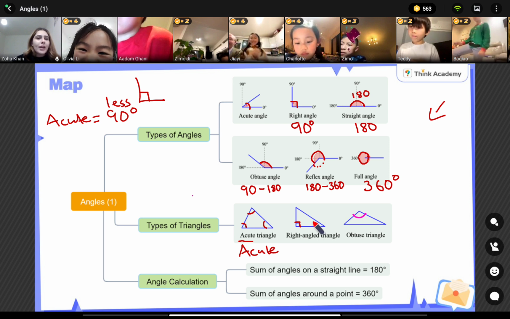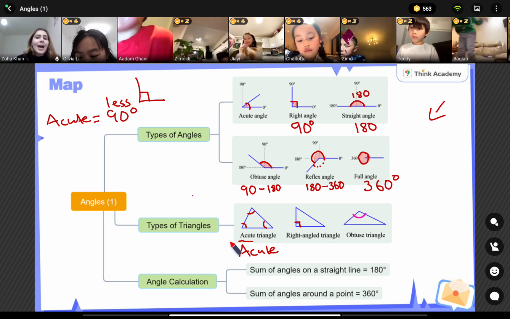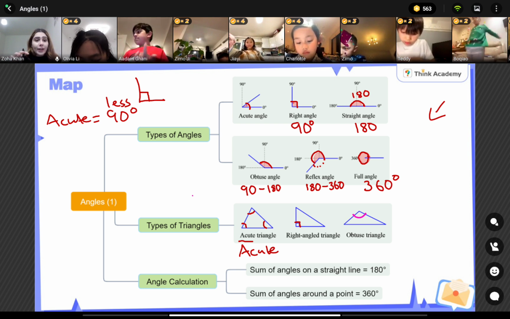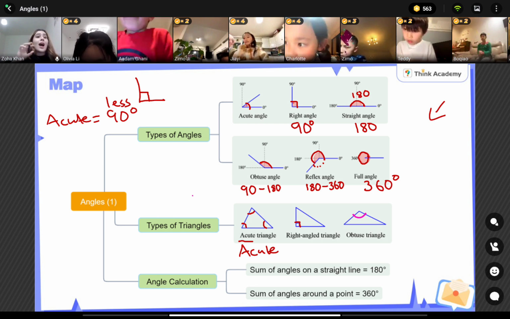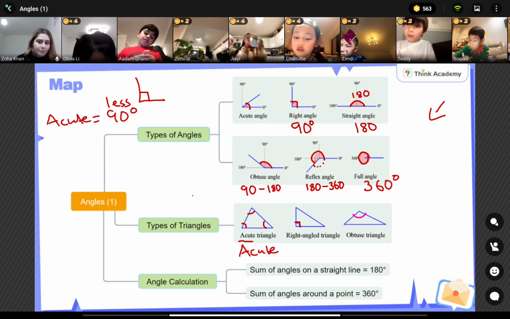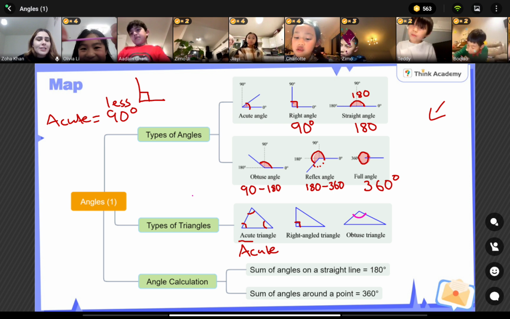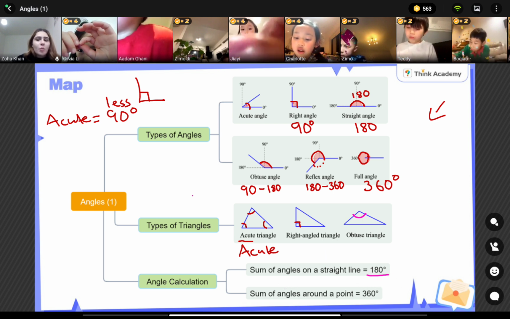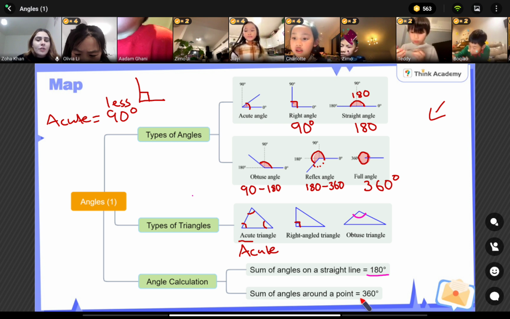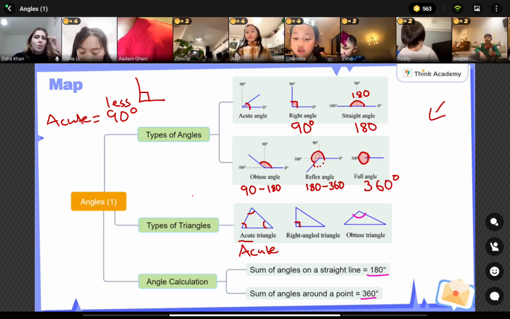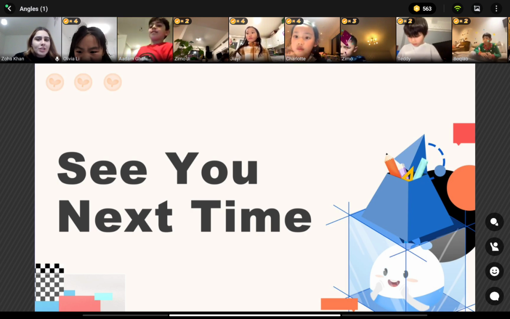A right angle triangle has one right angle. But an acute triangle is very special because for an acute triangle, all of the angles are acute. Okay, remember, an acute angle is less than 90 degrees. Okay, then we looked at some angle calculations. We know the angles on a line add up to 180 and the angles around a point add up to 360.